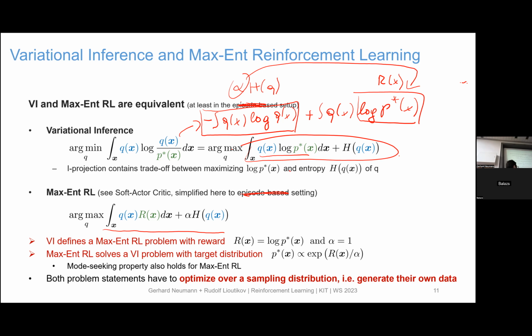And what both problem statements definitely have in common is that they have to optimize over a sampling distribution to generate their own data. So the task is to get a good sampling distribution with high target densities or high rewards, high log target densities or high rewards.